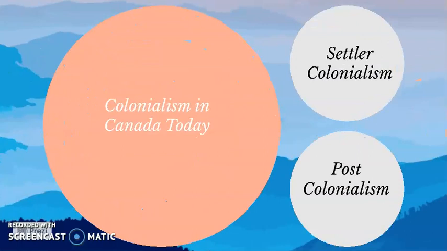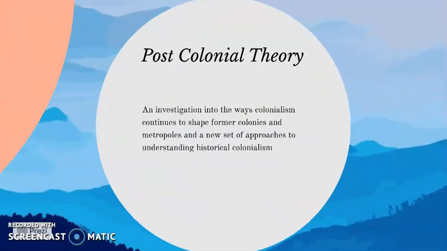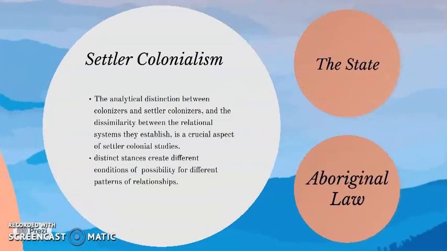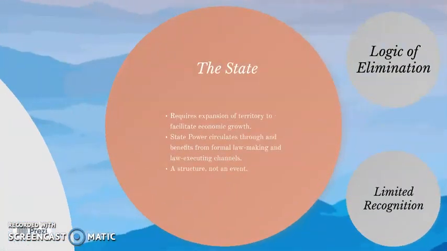But for now, that research question falls under the umbrella of colonialism. And there's two main fields that look at colonialism in Canada today. The first of which is post-colonialism, the study of ways colonialism continues to shape former colonies, and settler colonial theory, which is built off of perceived inadequacies of post-colonialism, the main one of which is the failure to distinguish between classic colonies versus settler colonies. And they believe this analytical distinction is a crucial thing to look at because it creates a dissimilarity between the relational systems that are established. And this distinct stance creates different possibilities for analysis, as well as different conditions of power structures and patterns of relationships. So settler colonialism considers the colonial state as a social political structure rather than a past event.